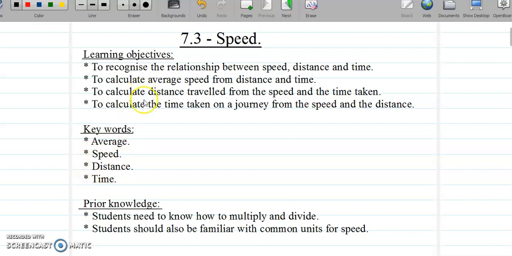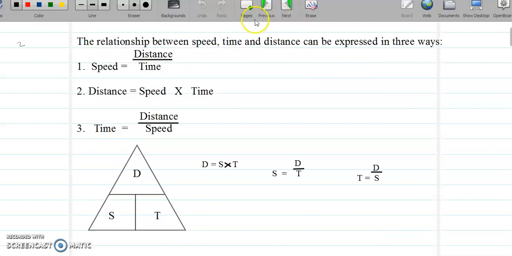Before we embark on this, students need to know how to multiply and divide, and students should also be familiar with common units for speed. So we have to be familiar with the common units of speed. So these are the relationships between speed, distance, and time.